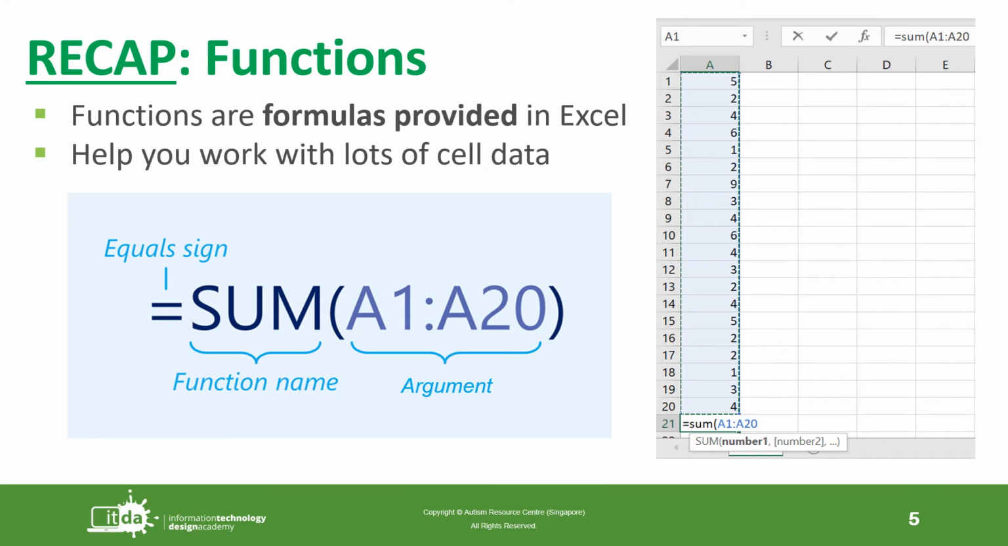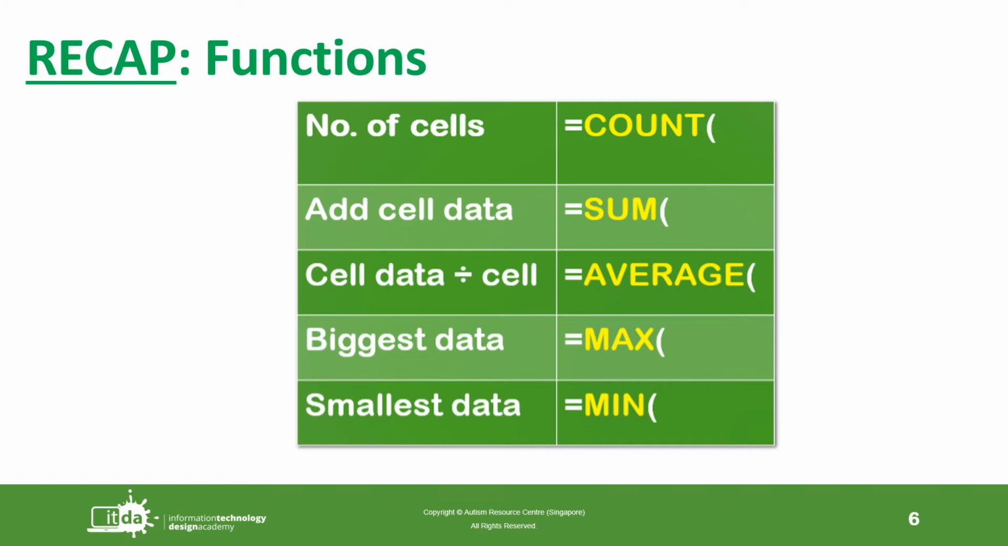Very simple. This is a quick recap. We also learned a few common functions. Count refers to the number of cells that you use for your data. Sum is adding up all the cell data within your cells. Average refers to your cell data divided by the number of cells, or basically your total sum divided by the count, how many cells you have. We also learned max. Max stands for maximum, which refers to your biggest data. And min stands for minimum, which refers to your smallest data. So these were the common functions that we have learned before, and we're going to practice them in today's activity as well.